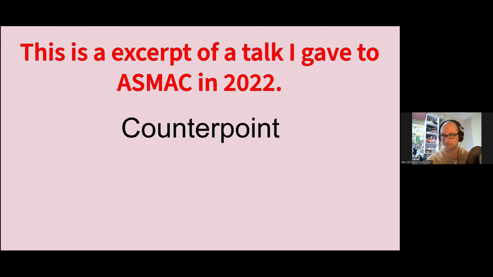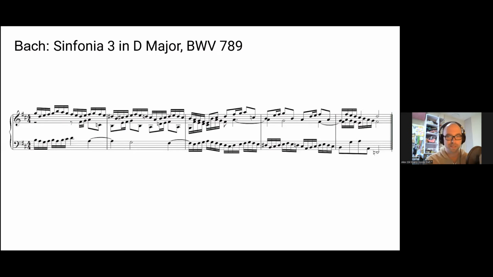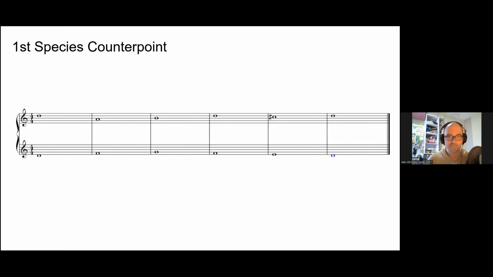Okay, so I thought I'd talk about Counterpoint and Gil Evans. Some of you might be thinking, why would I talk about Counterpoint? And you might be imagining this sort of thing. This is a Bach Sinfonia. But early Counterpoint was actually like this, and had two lines of the same rhythm.